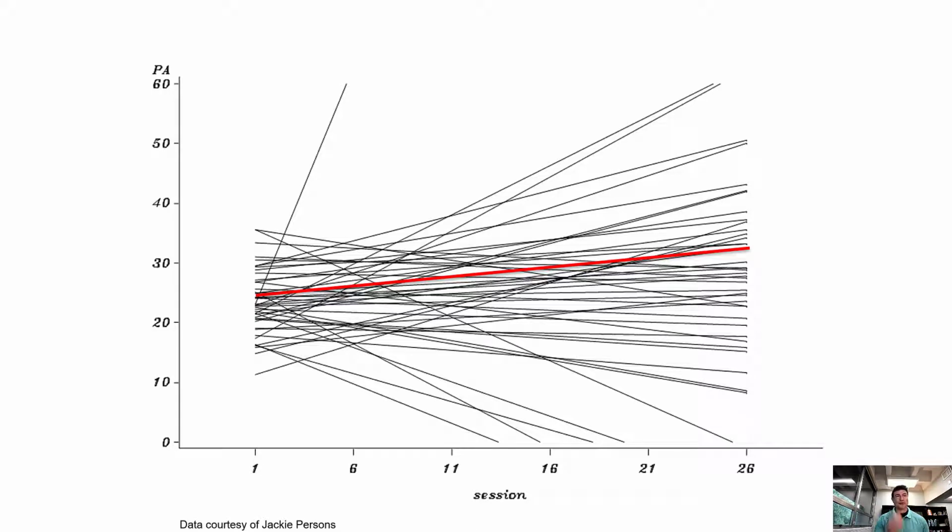This is one of the inspirations that I had when I first started working with quantitative data. This is Jackie Person's data. She runs a psychology clinic in the San Francisco area. What she does with each patient, she measures them frequently, and not just at the beginning of therapy, but every week in therapy. So this is one of the measures she gives. This is the PANAS. It measures positive and negative affect.